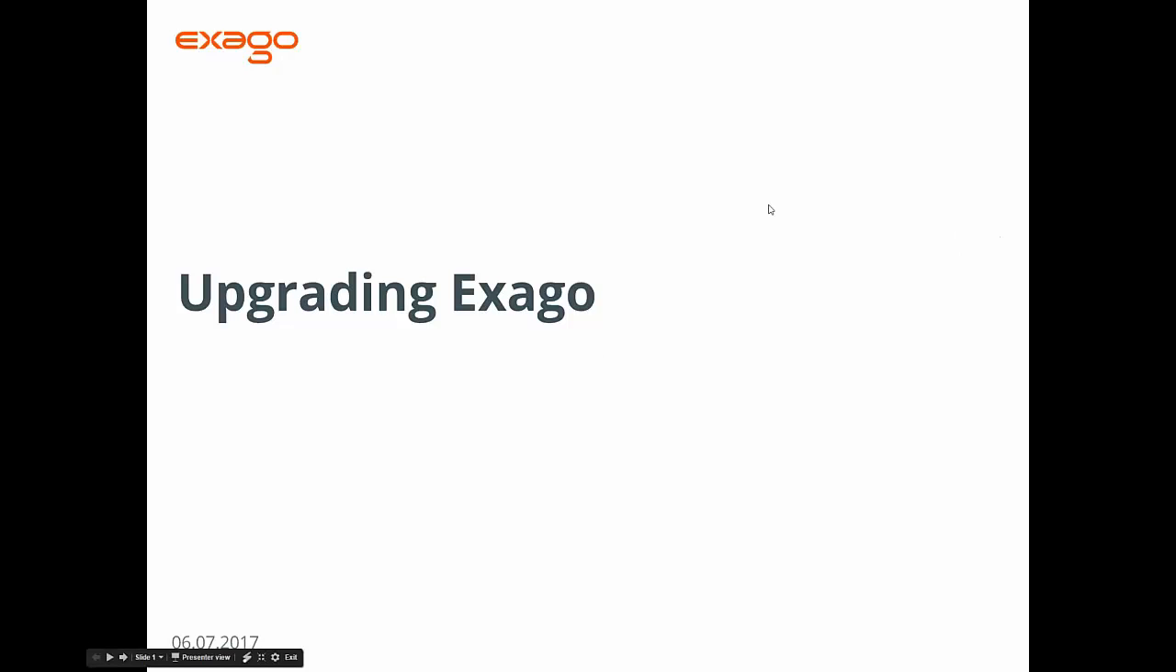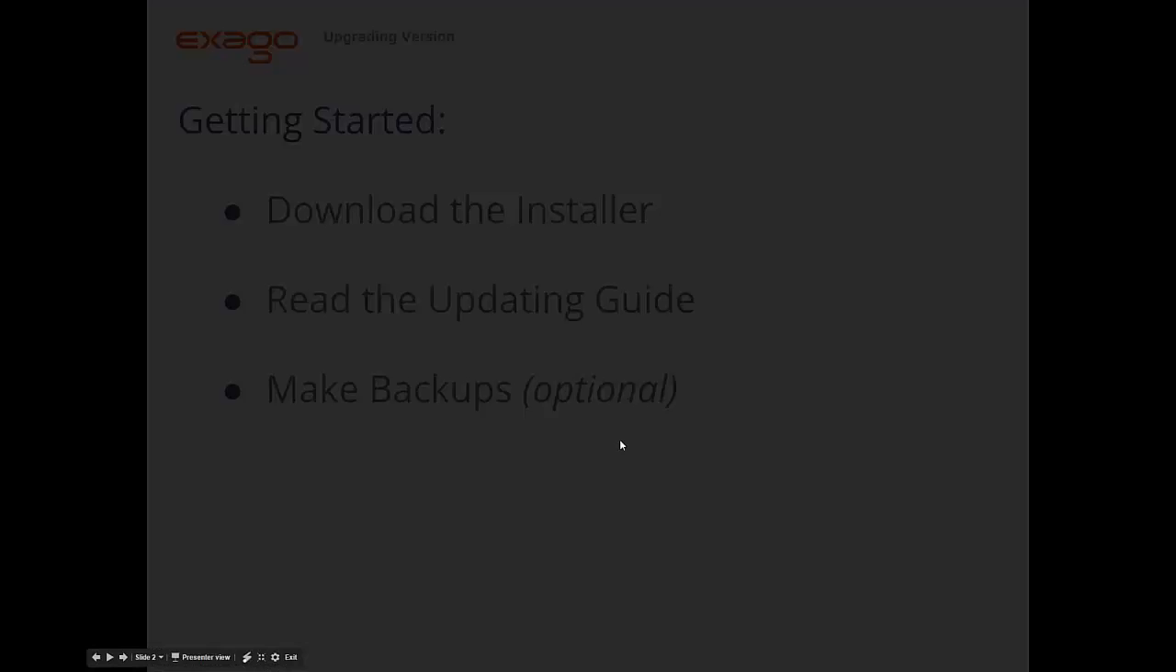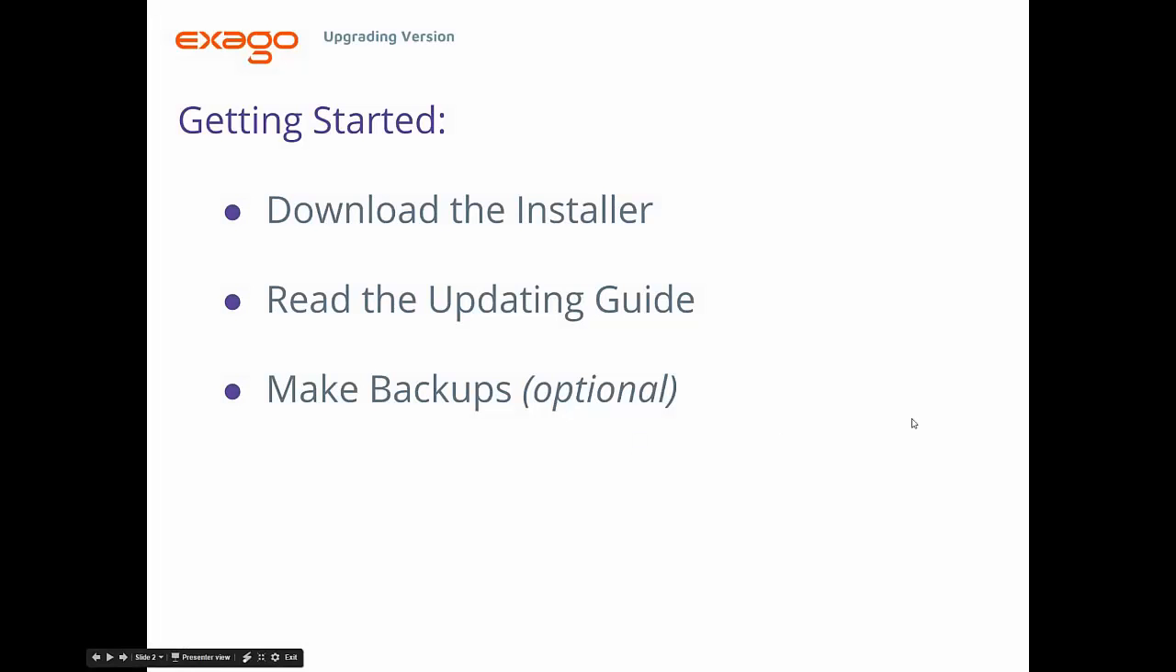So we'll get started here. What we're talking about today is upgrading Exago. What I'm going to do is go through the steps in a PowerPoint, and then we're going to actually go through the steps and upgrade a demo application. The steps to upgrading Exago are going to be pretty straightforward. To get started, of course, you have to download the installer.